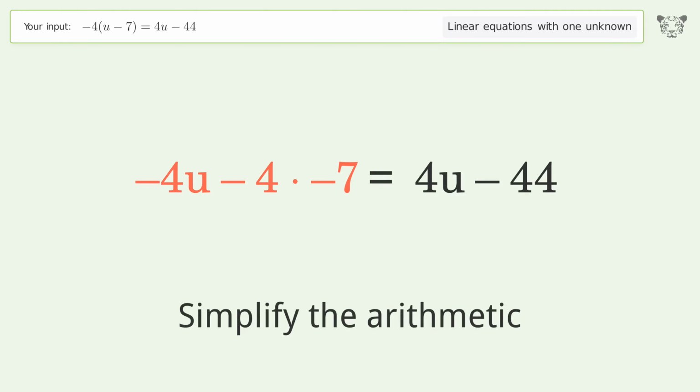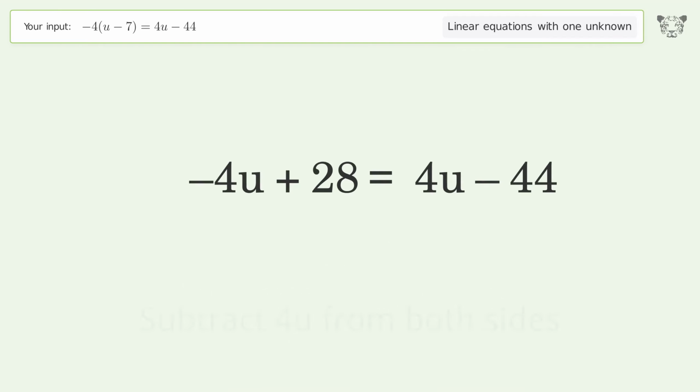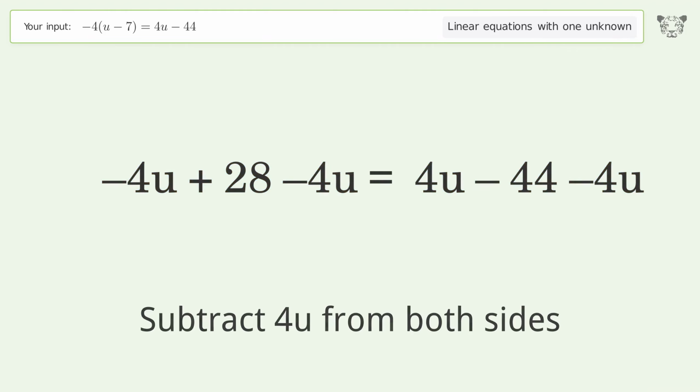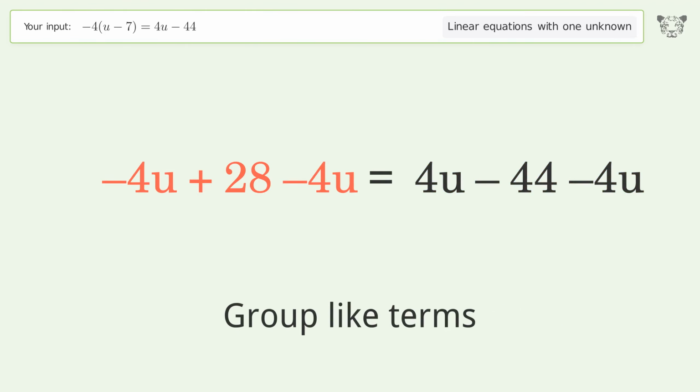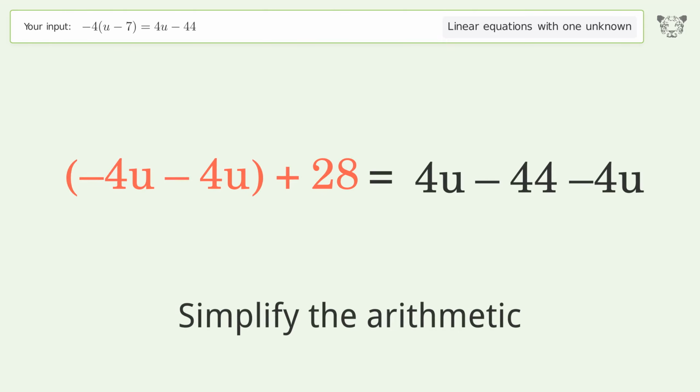Simplify the arithmetic. Group all u terms on the left side of the equation. Subtract 4u from both sides. Group like terms. Simplify the arithmetic.